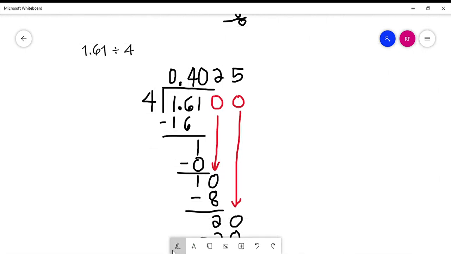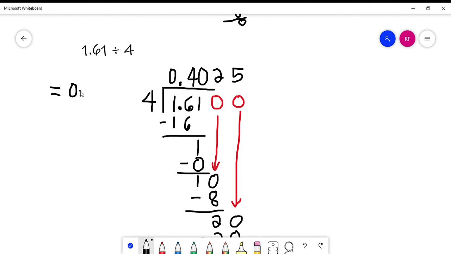So the answer for this expression is 0.4025. Okay? There is your quotient.